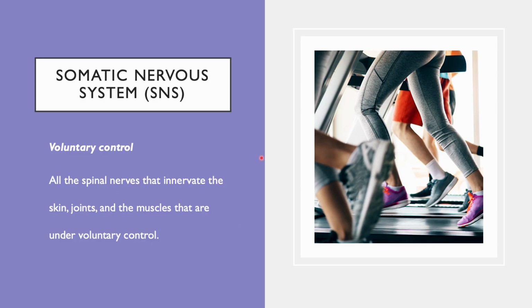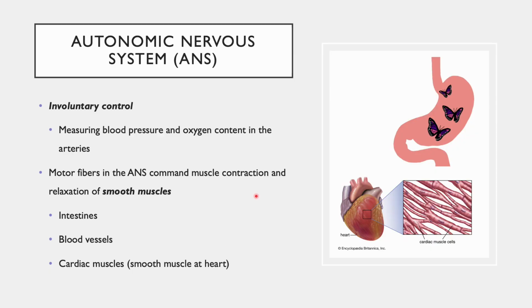The somatic nervous system is super crucial for voluntary control. All of the spinal nerves that innervate our skin, our joints, and our muscles are under voluntary control. Activation of the somatic nervous system allows us to exercise and walk. In contrast, the autonomic nervous system plays a role in regulating our involuntary control.